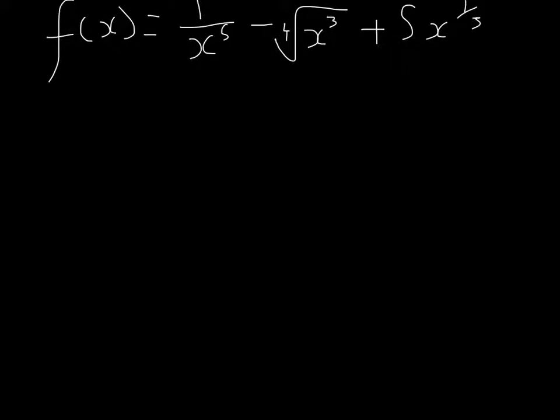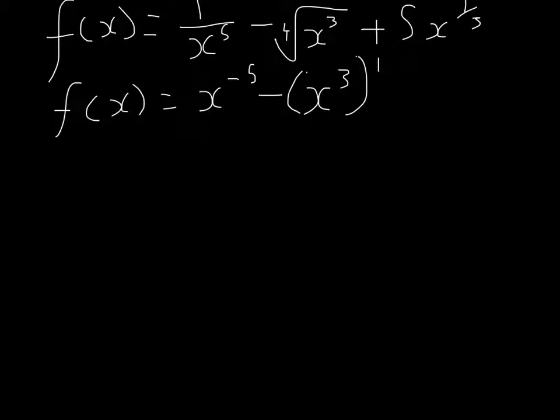The first thing we're going to do is clean up the function a little bit. By that I mean I'm going to express 1 over x to the power of 5 as x to the power of negative 5, and we know that from our index laws. Minus, I'm going to express the fourth root of x cubed as x cubed to the power of a quarter. As we remember from our index laws, whatever that number is there, I could express it as 1 over that number over here. And we'll simplify that further in a second. Plus 5x to the power of a third.